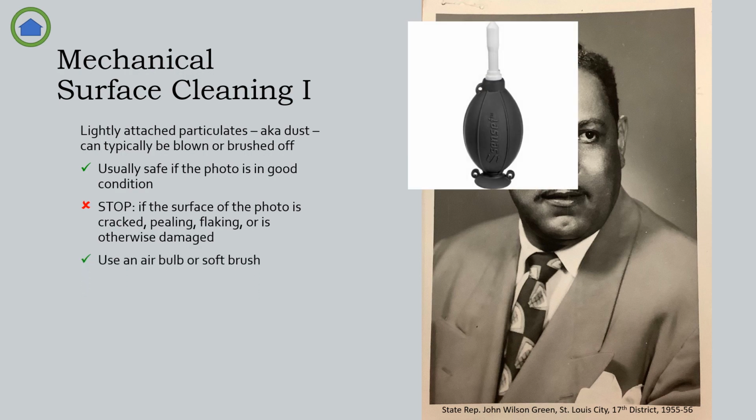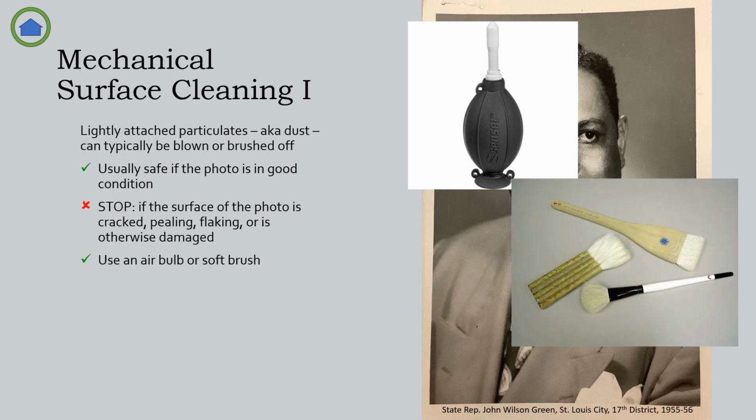To remove dust, we can either use an air bulb, which has a squeezable air reservoir and a nozzle to direct the air, or a soft brush. Conservators prefer brushes with white or light colored bristles, so we can see when they get dirty and need to be washed and dried before reuse. Don't use compressed air. It's too forceful and may contain chemicals or water vapor.